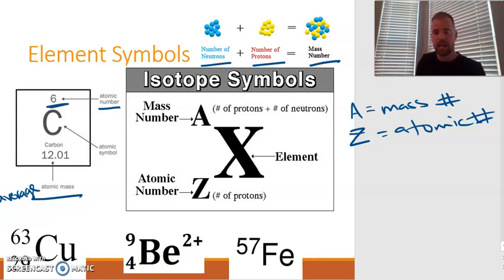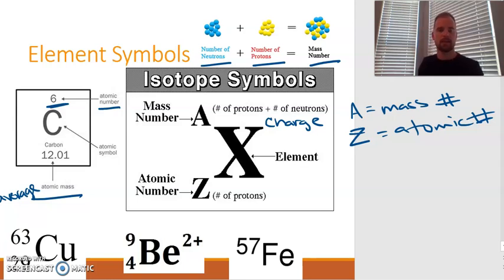Finally, even though it's not in this symbology, if this particular atom had a charge, making it what we would call an ion, which we'll talk about in just a moment, the charge would be written up here to the top right. So taking a look at some examples down here, we have the element Cu, which is copper. Copper has an atomic number of 29, meaning copper has 29 protons. The mass number for this particular copper atom is 63.